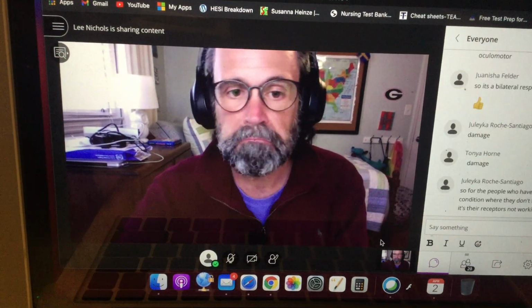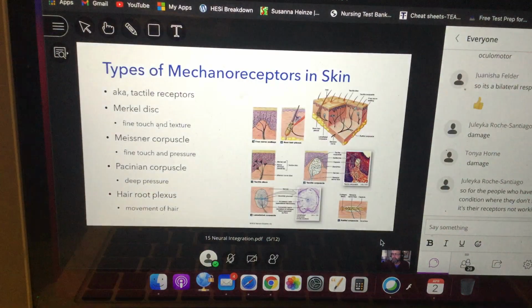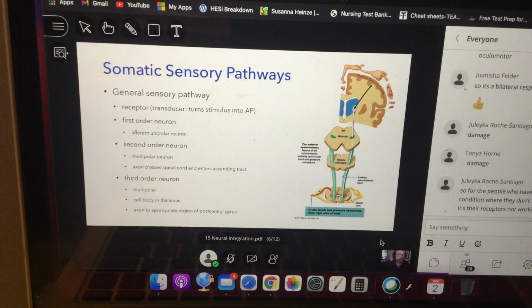Makes sense to me. So let's get back to these receptors. The hair root plexus detects movement of hair. This is how you can sometimes feel if the air in the room is moving. That's what those do. Many of these sensory pathways we've already talked about, but there are certain specific ones that we want you to identify.